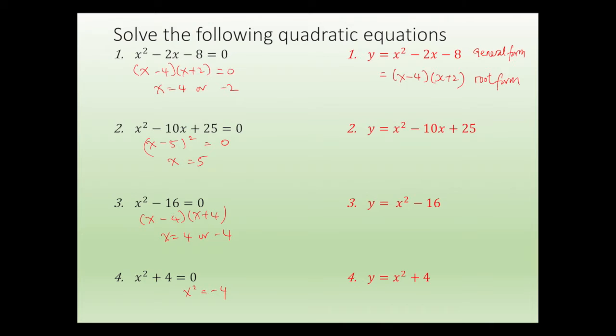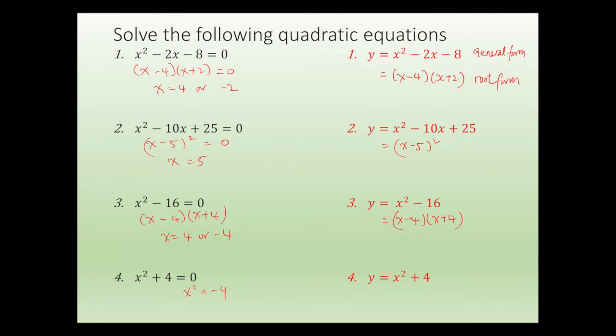The next one is the same. y is actually x minus 5 all squared, which is the root form. Next one, y is equal to x minus 4, x plus 4. That is the root form. For the fourth one, we can't actually write in the root form at all.